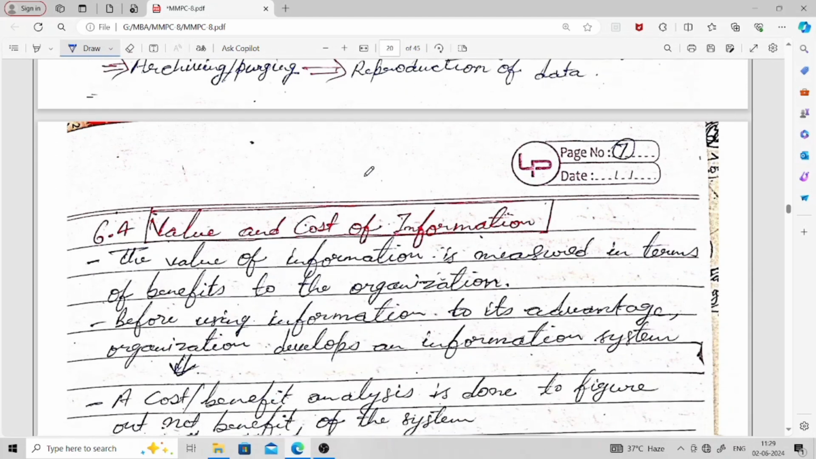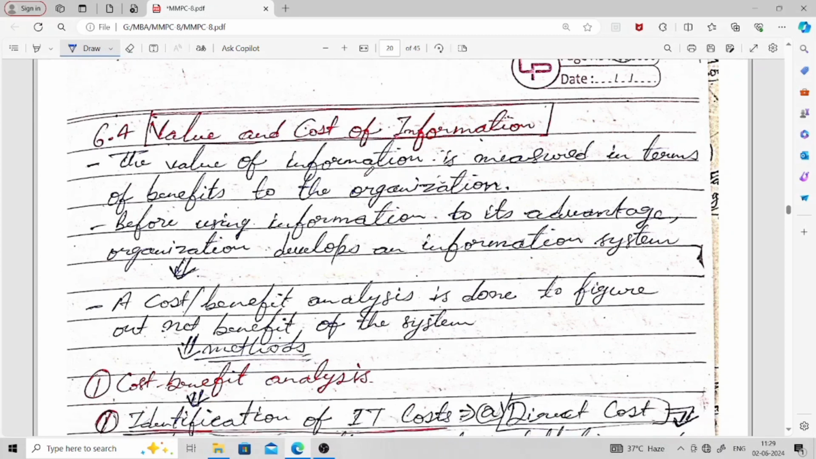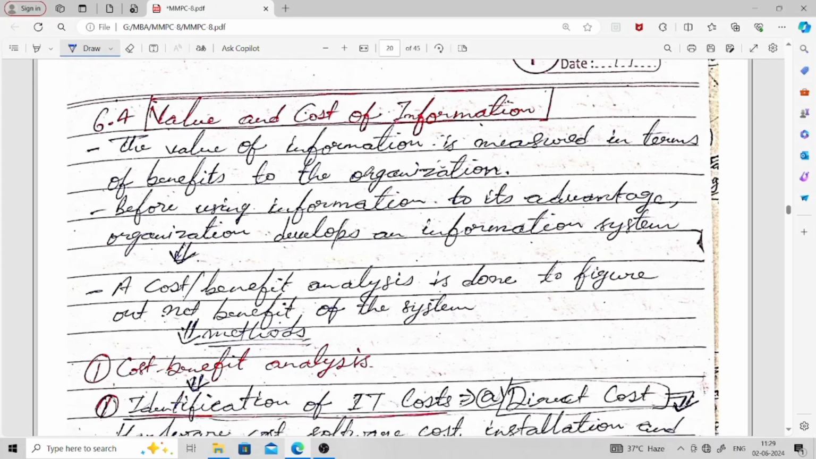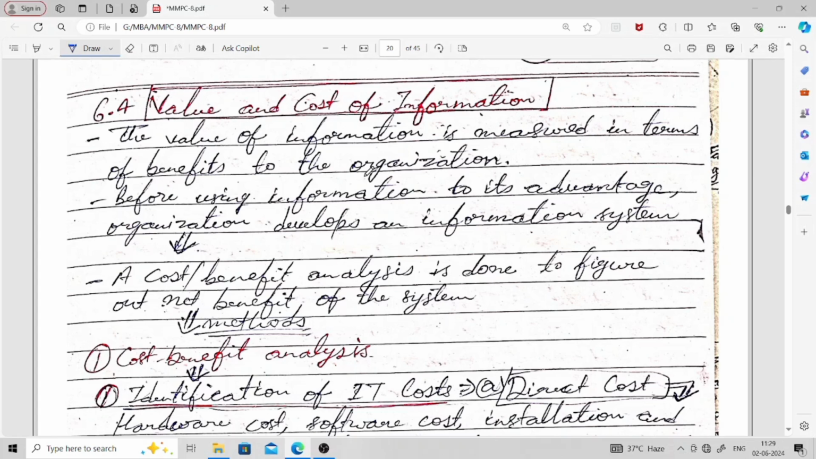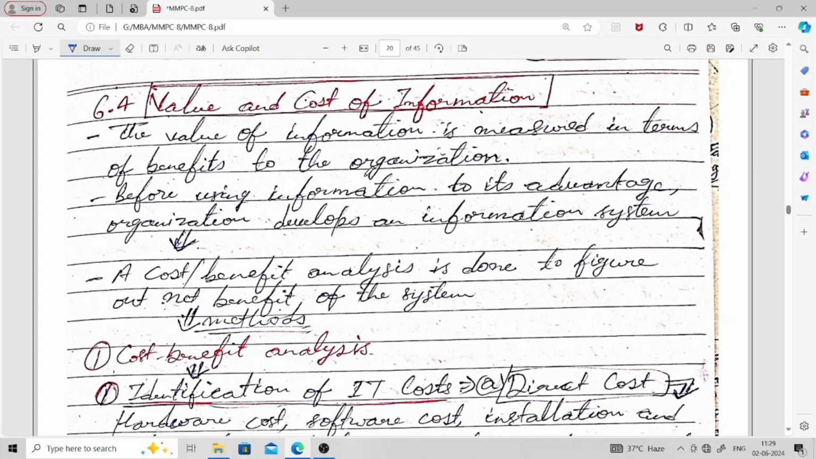Then you have 6.4, the value and cost of information. The value of information is measured in terms of benefits to the organization. Whatever benefit the organization gets from the information is the measure of the value of the information.